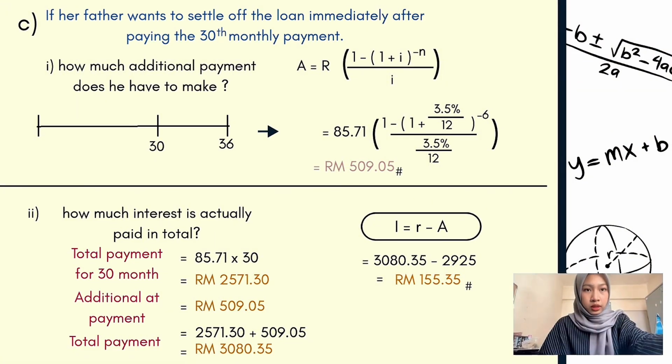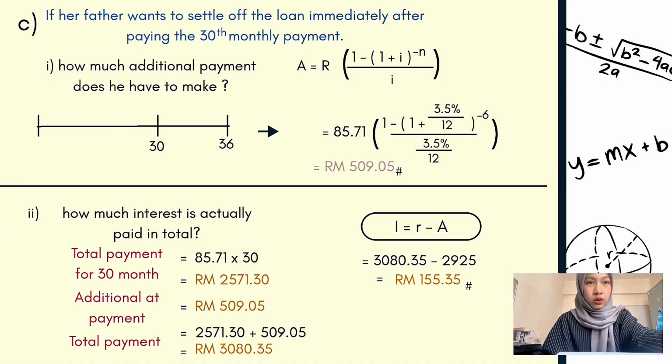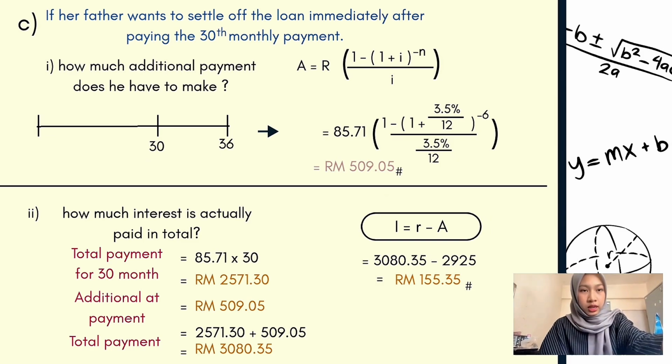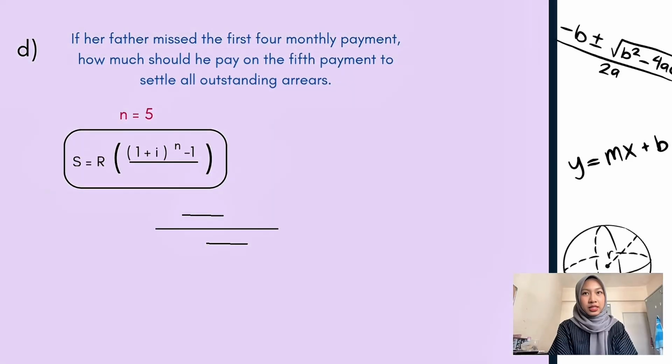Additional payment is 509.05 cents, and for the total payment is 2571.30 cents plus 509.05 cents equals 3080.35 cents. And for the interest, which is 3080.35 cents minus 2925, and we get the answer is 155.35 cents.